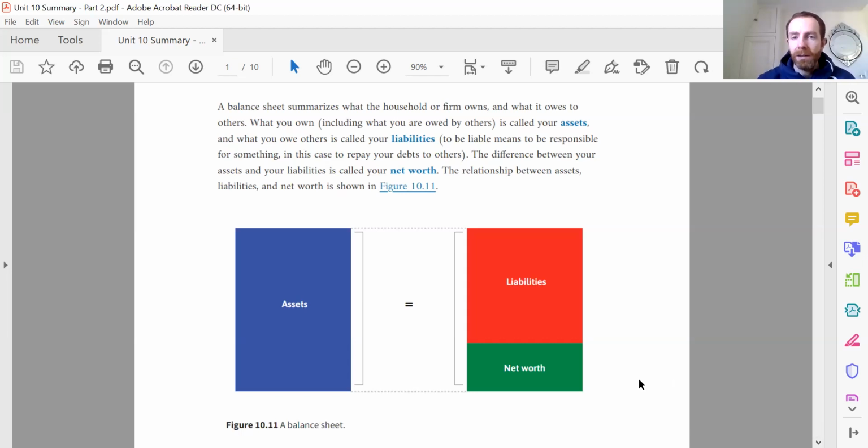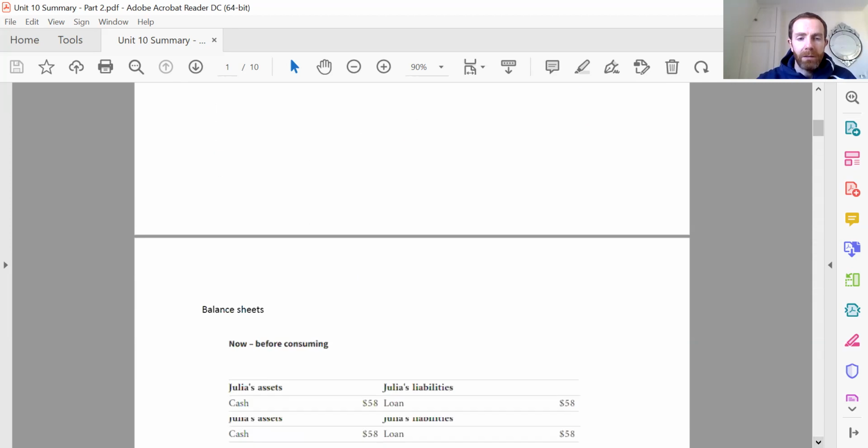So that's what a balance sheet is designed to try and show us. Like at any point in time, what is an individual's net worth? What is the difference between their assets, the things they own and are owed, and liabilities, the things that they owe to other people? So this is something we're going to see throughout the rest of this section. We're going to look at household balance sheets and then a bank balance sheet in a little bit. Okay, so that's a balance sheet.